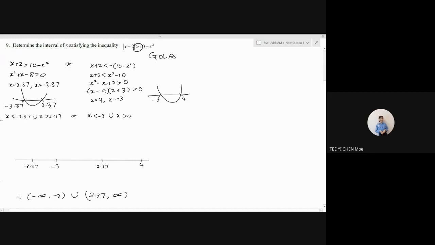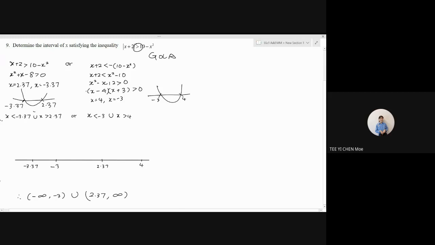Okay, so just copy down x plus 2 is greater than 10 minus x squared, and for the other side, x plus 2 is less than, changing the sign, and then adding negative 10 minus x squared. So let's look at the left side first. So x squared plus x minus 8 is greater than 0.